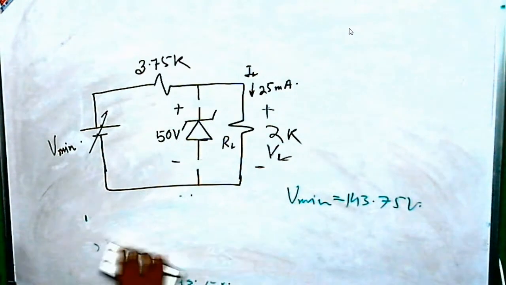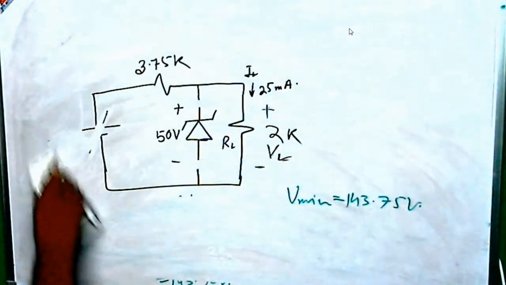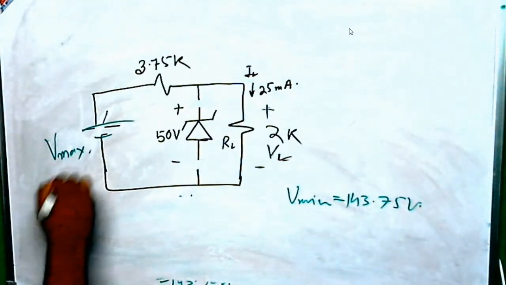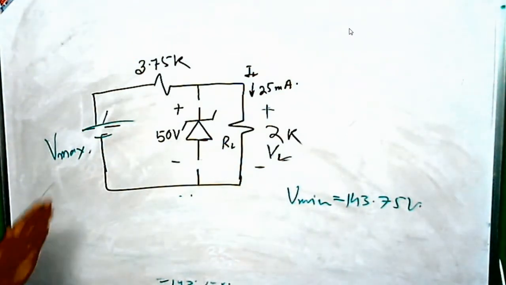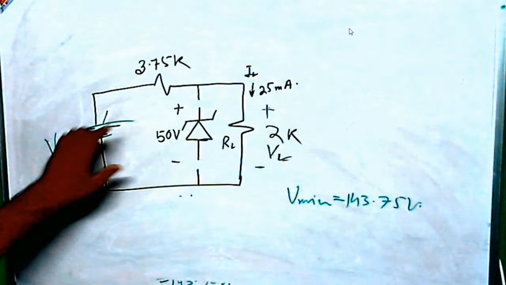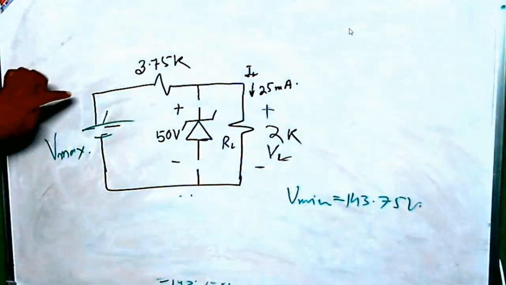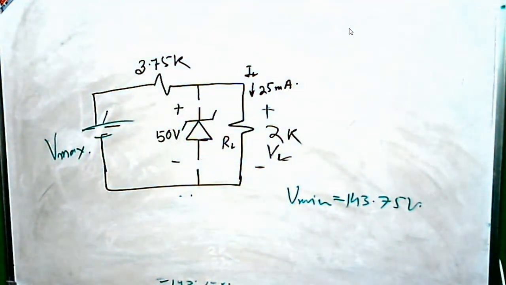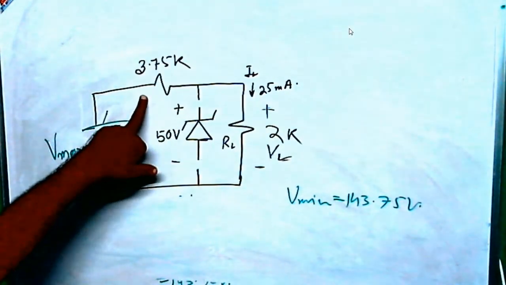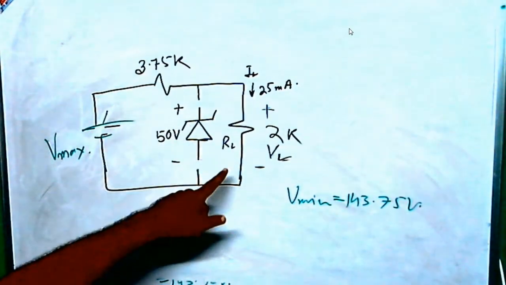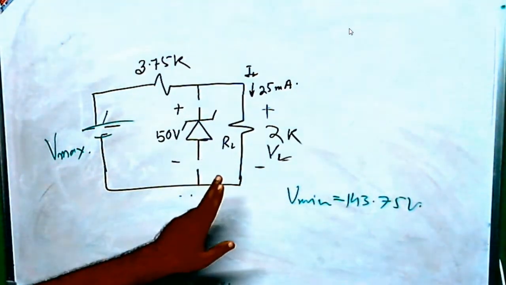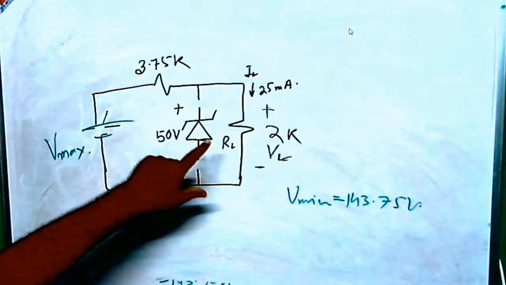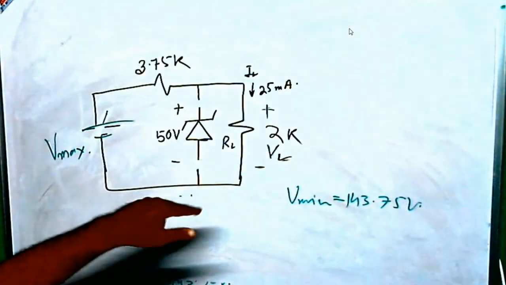Now you have to find the maximum value of the input voltage, V max. Now suppose from V minimum slowly you are increasing the input voltage. What is happening? This voltage is constant, so this current is increasing, because this current is basically this voltage difference divided by this resistance, and this resistance is constant. Now across the load, which is a static load, it's not changing, the voltage is 50 volt, so the current through the load is constant, that is 25 milliampere.